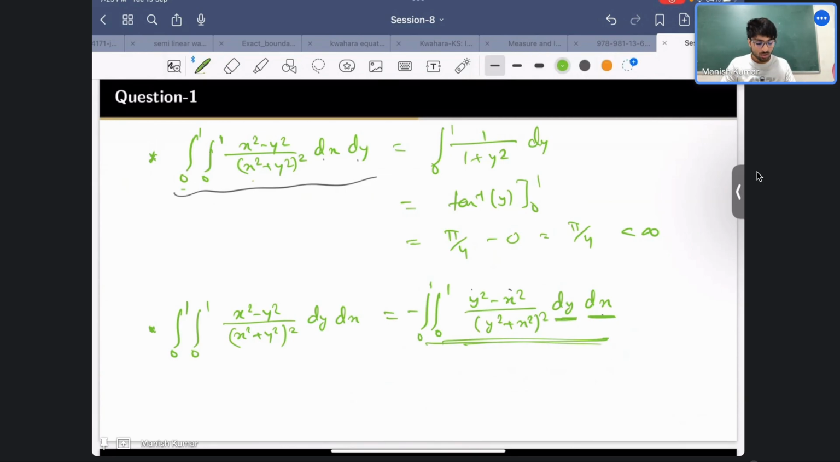So the main point is that this whole integral is nothing but pi by 4, like above. So this integral is minus pi by 4. So you clearly see that these two are not equal, right? So they are two different quantities. I mean, the value is different.